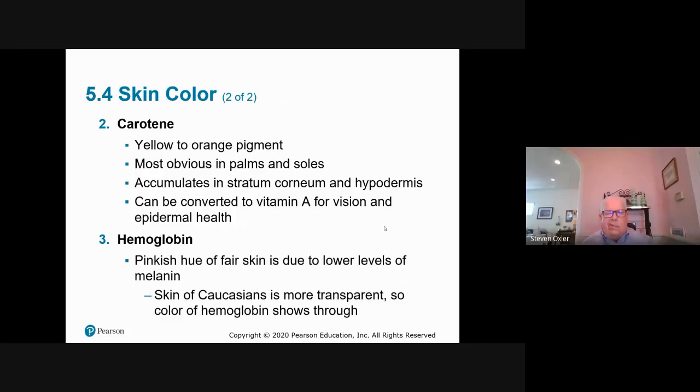The third coloring pigment is hemoglobin. Hemoglobin is the pinkish hue of your fair skin due to lower levels of melanin. This is why Caucasians are not actually white. They are pink. Okay? Because your skin is so transparent that we can see the hemoglobin underneath. So the three pigments of your skin are melanin, carotene, and hemoglobin.